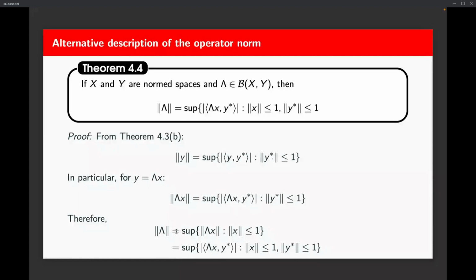On the next line, I remind you what the norm of lambda is in terms of its original definition. It's the supremum of all the norms of lambda of x for x in the unit ball within X. And then I just plug in what we had above for lambda of X. And so we have a double supremum of these elements Y star evaluated at lambda X, and it's now taken over both norm of X less than or equal to 1 and norm of Y star less than or equal to 1. So it's pretty simple.